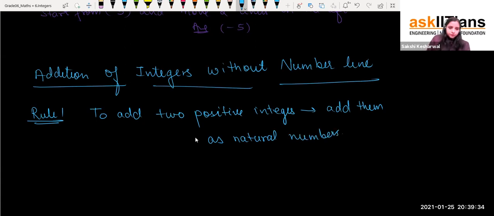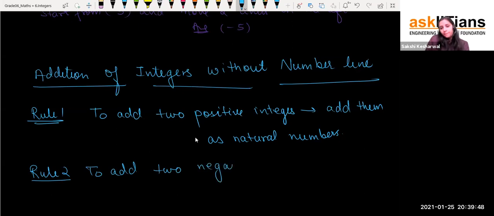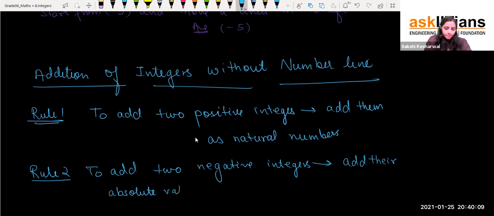What is rule number 2? To add two negative integers, add their absolute values, and give the negative sign to the sum obtained.